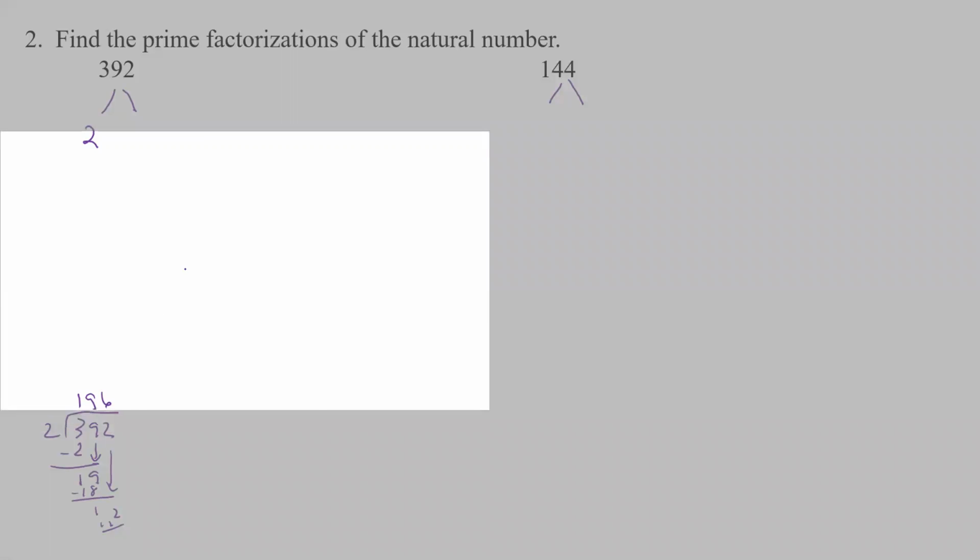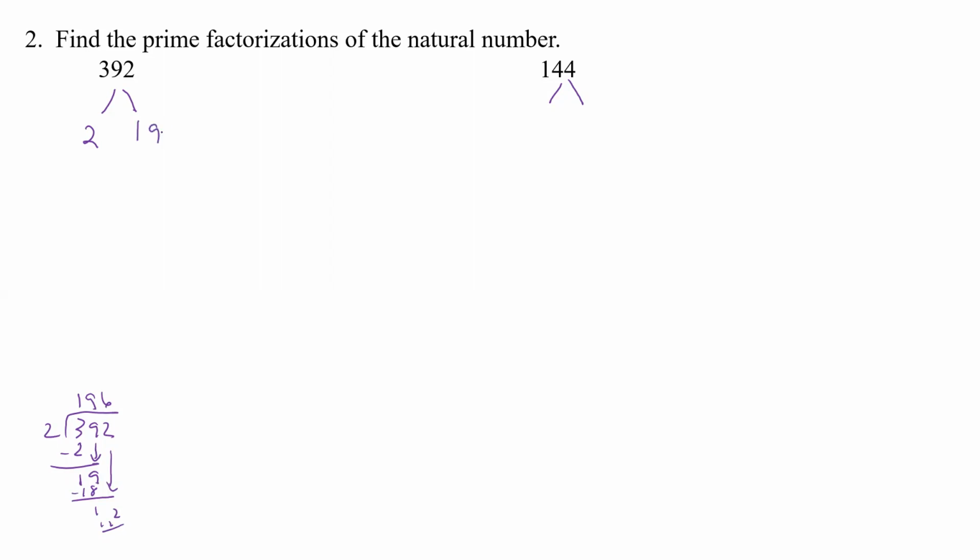All right, so we have 196. Well, again, that's divisible by 2. So 2 goes into 196. 2 times 9 gives me 18. Subtract, we get 1. Bring down the 6. 2 times 8 is 16. And we have 2 and 98. Well, guess what? That's even again, so we can divide by 2 once more. 2 times 4 is 8. Subtract that, that's 1. Bring down the 8, that's 9. That's 18, that's 0.